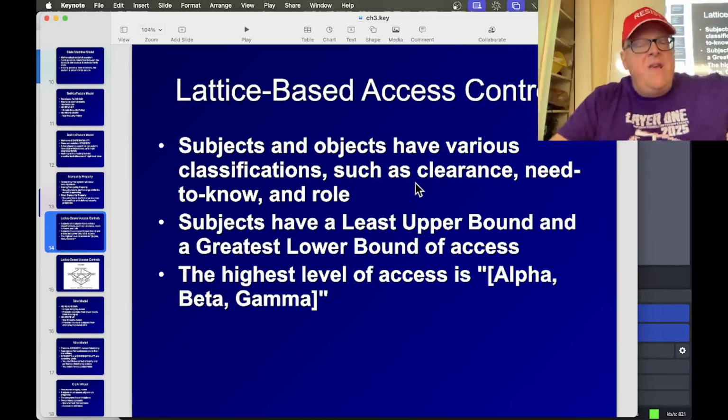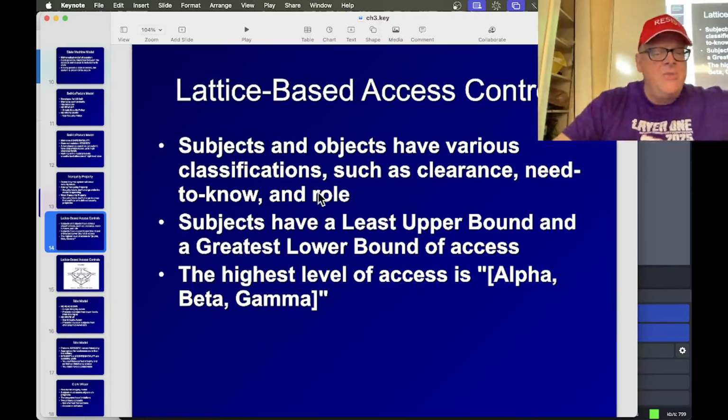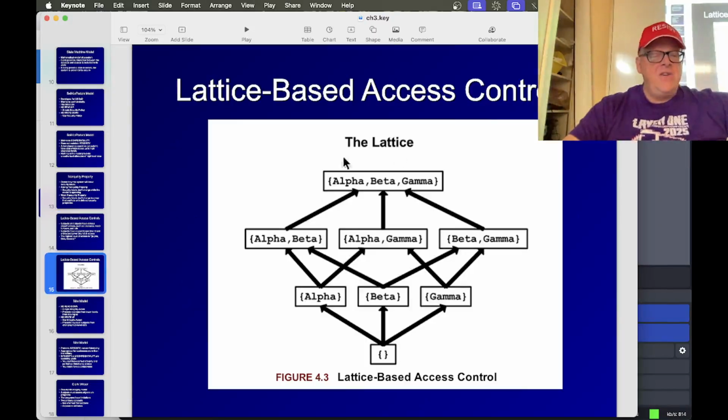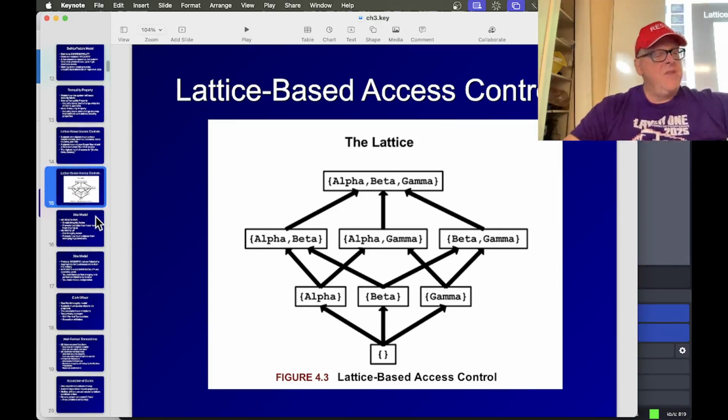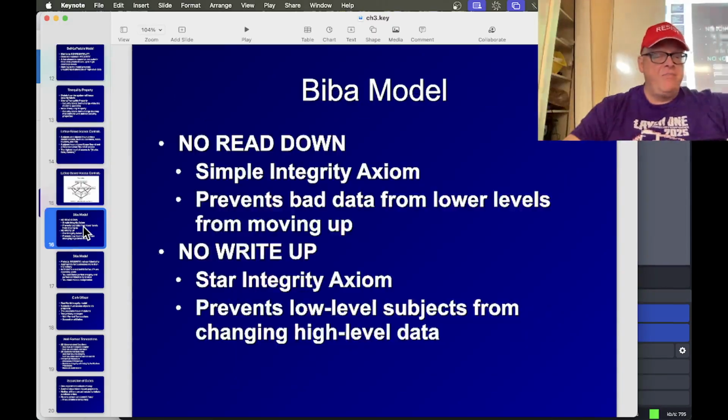And there's lattice-based access control, where subjects and objects have a complicated arrangement like clearance, need to know, and role, and they have a least upper bound and a greatest lower bound of access. This is a much more complicated model. And the highest level of access, you have alpha, beta, and gamma. So you get some setup like this. This is one model. I've never seen anybody use this. Somebody must. But this is one model that's out there.